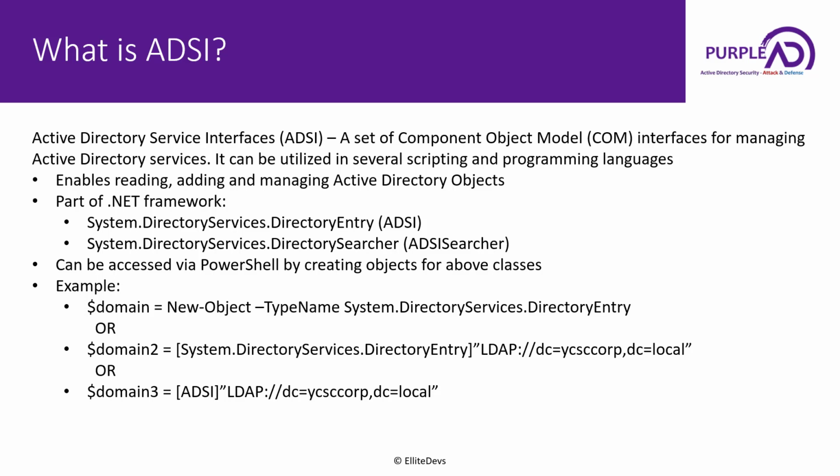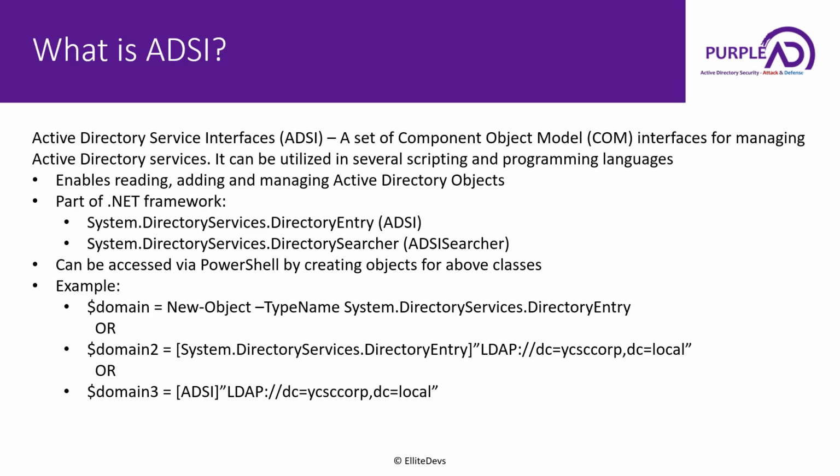Now since it's part of .NET framework, it can easily be accessed via PowerShell by creating an object for any of the above classes. Now there are three ways you can create an object for any of the above classes. First is using the New-Object commandlet of PowerShell. And you'll have to specify the TypeName flag to which you'll pass the class you want to create an object for as type. So in this case, it is system.directoryservices.directoryentry.